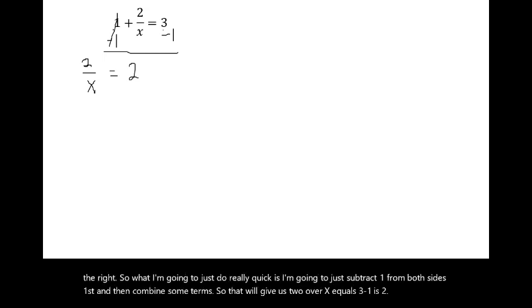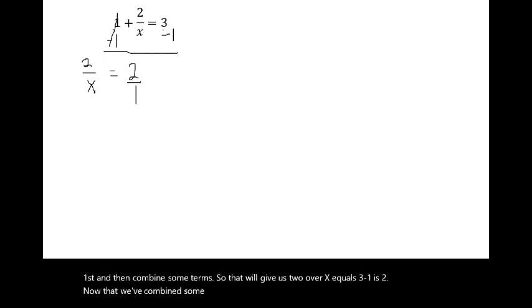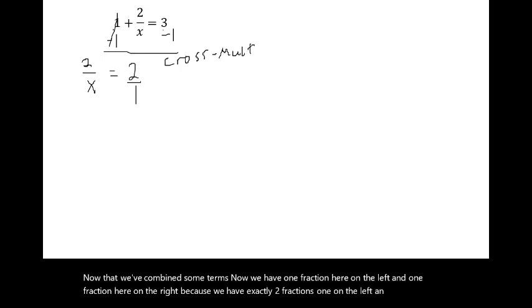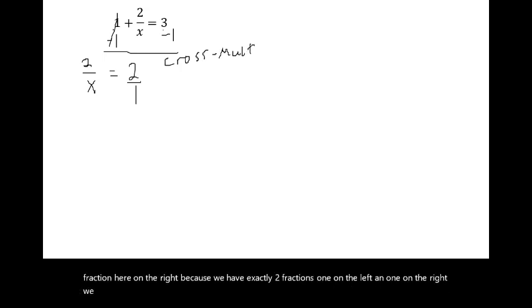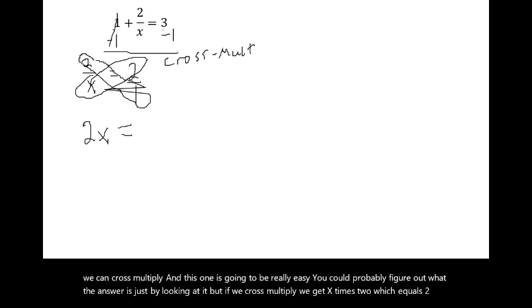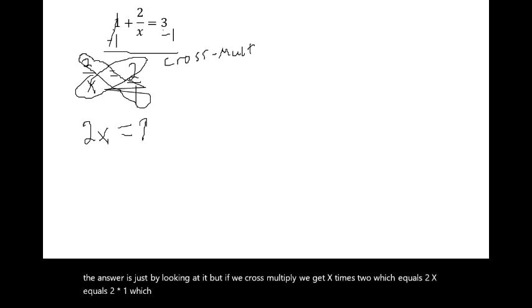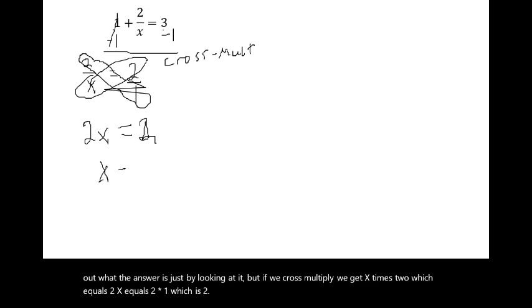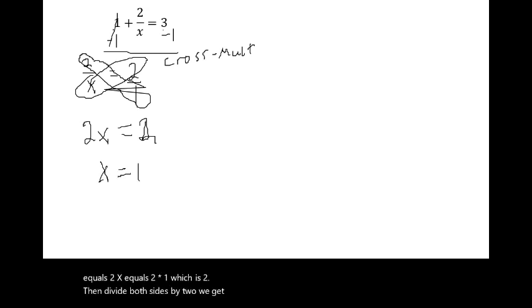Now that we've combined some like terms, we have 1 fraction here on the left and 1 fraction here on the right. Because we have exactly 2 fractions, we can cross multiply. And this one's going to be really easy. You could probably figure out what the answer is just by looking at it. But if we cross multiply, we get x times 2, which equals 2x, equals 2 times 1, which is 2. Then divide both sides by 2, and we get x equals 1.